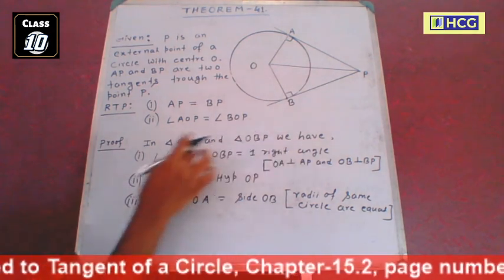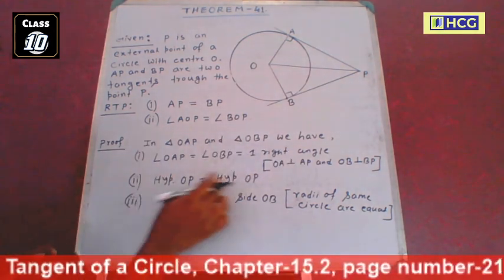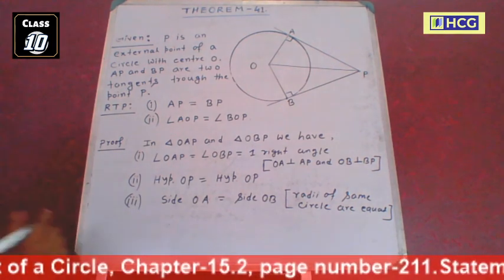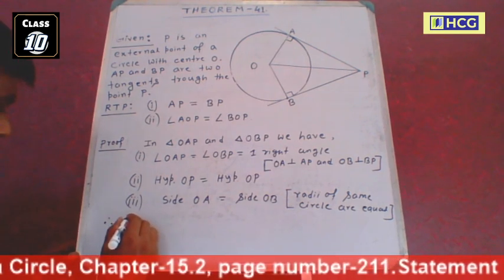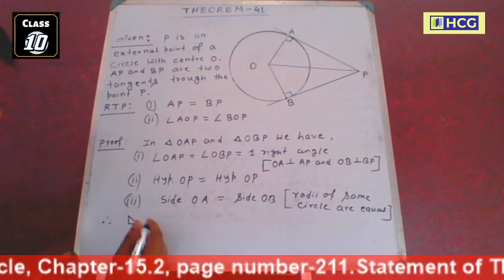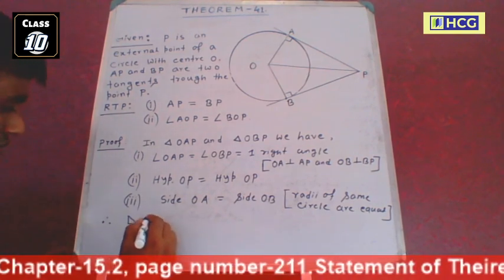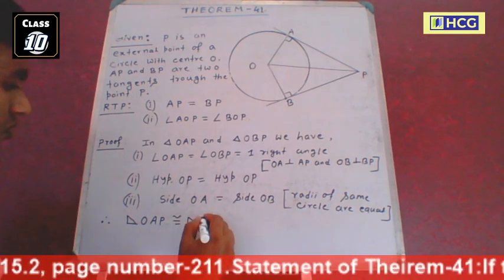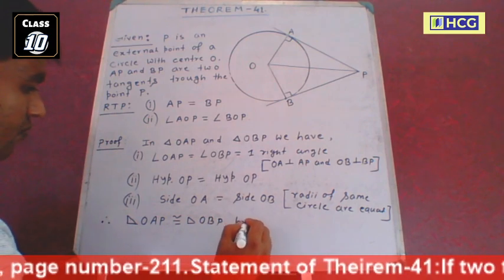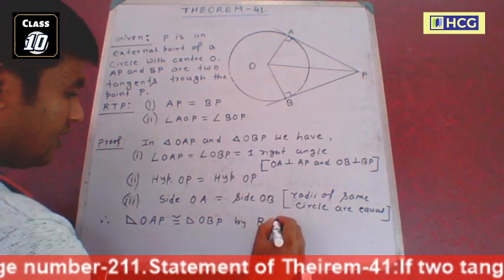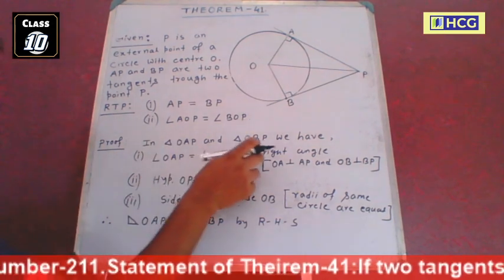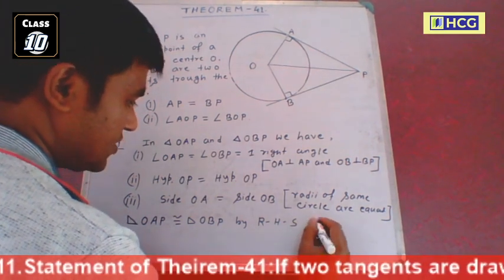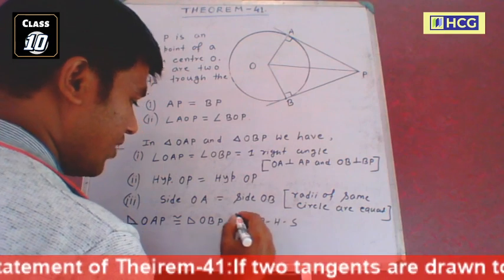So in two triangles, one angle is right angle. Length of the hypotenuse are equal and length of each side are equal. So therefore triangle OAP is congruent with triangle OBP by RHS, right angle hypotenuse side, RHS criteria for congruency.